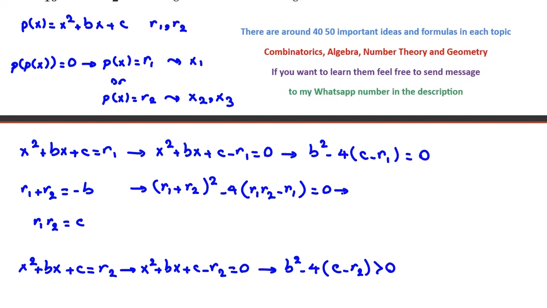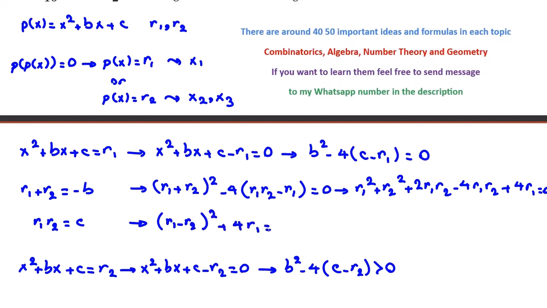So, if we expand this by binomial theorem, r1 squared plus r2 squared plus 2r1 r2 minus 4r1 r2 plus 4r1 equals 0. So we can conclude this part: r1 squared plus r2 squared, 2r1 r2 minus 4r1 r2 will be negative 2r1 r2, so we can write (r1 minus r2) whole squared plus 4r1 equals 0. So we can find r1.